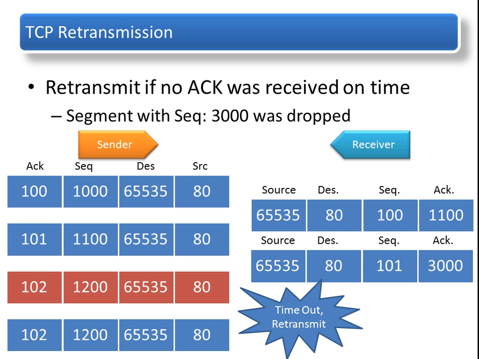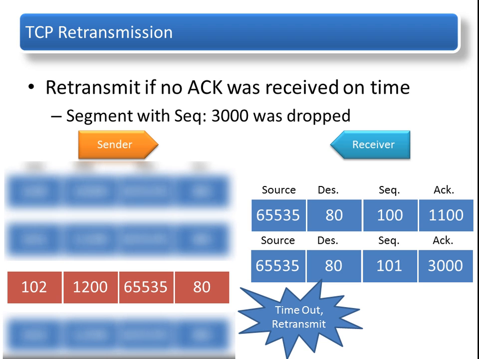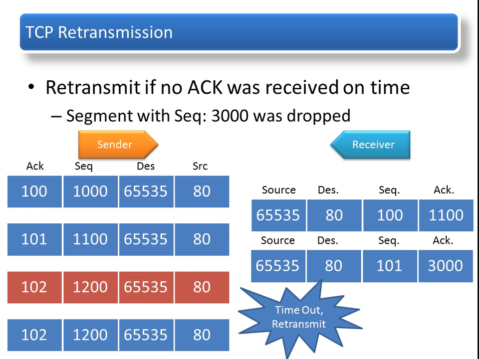How would the sender know when to retransmit those missing segments? In this case, the sender realizes that segment 1200 wasn't received because the receiver either did not receive segment 1200, hence no acknowledgement was sent back, or it did receive segment 1200, but the sender gave up waiting for the acknowledgement. In either case, the timer expired and the sender retransmitted segment 1200 to the receiver.